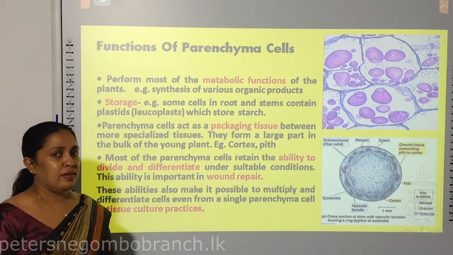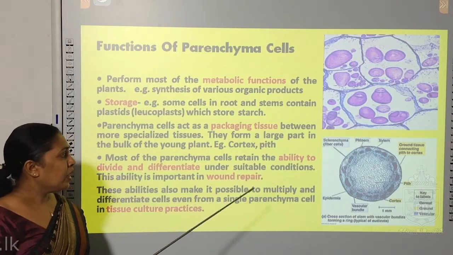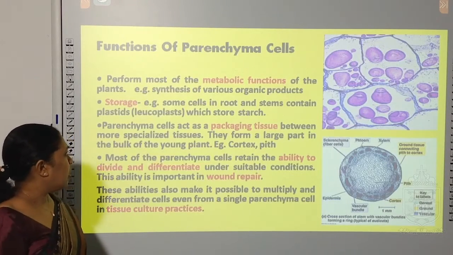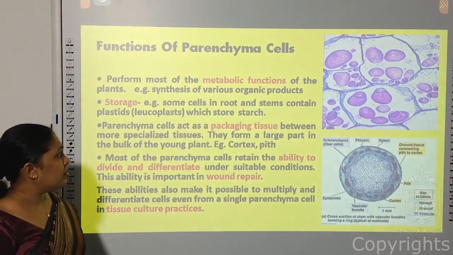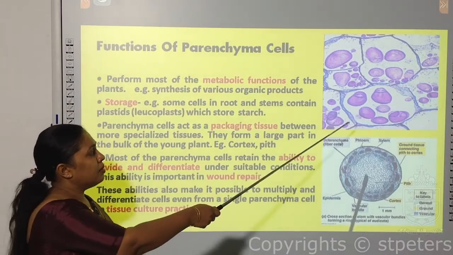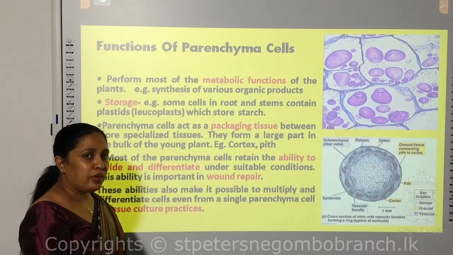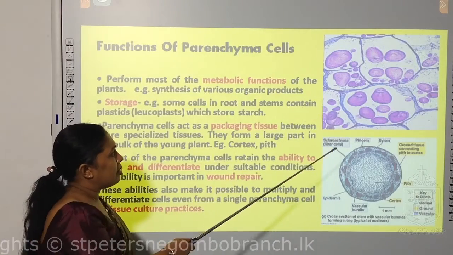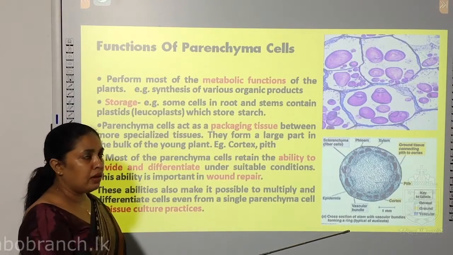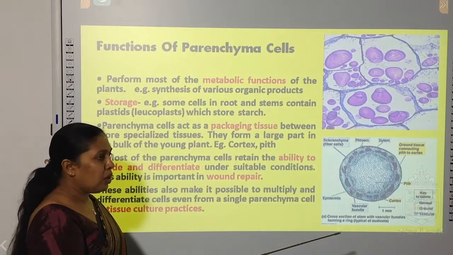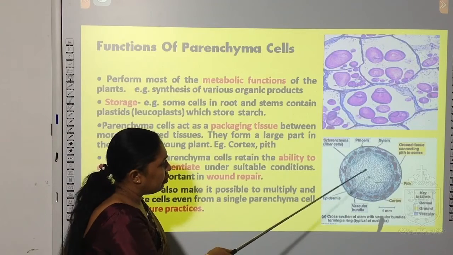As we mentioned, it is always filling the gaps. So as a packaging tissue, it may be in the cortex and the pith. And it is also doing storage. When they do storage, they store starch. This is an electron micrograph of a storage cell after doing the iodine test. You can see as a result of the iodine test, the starch granules can be seen purple or dark blue in color.